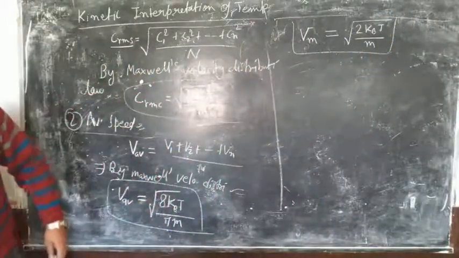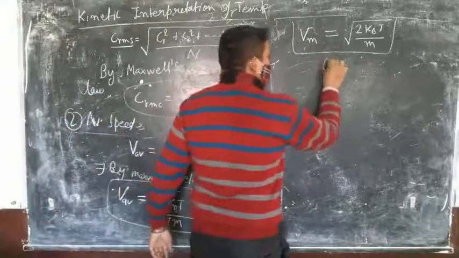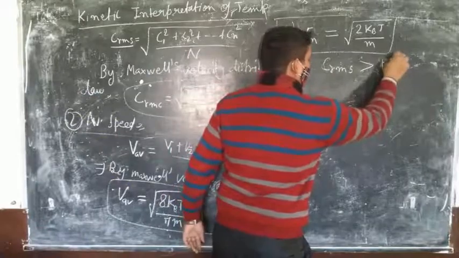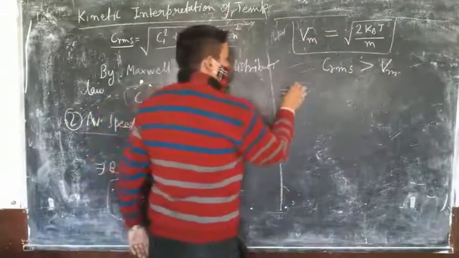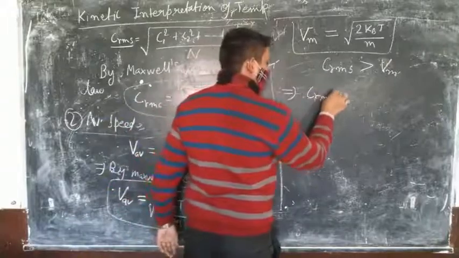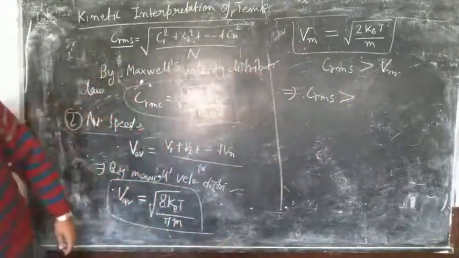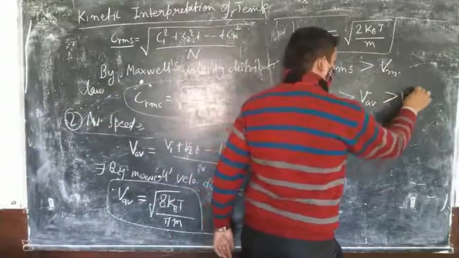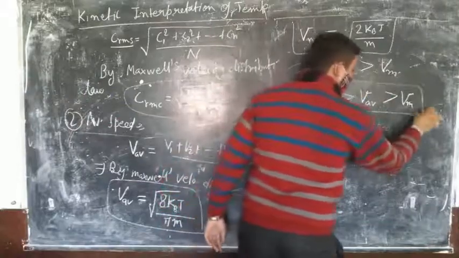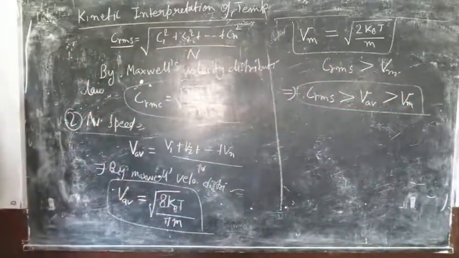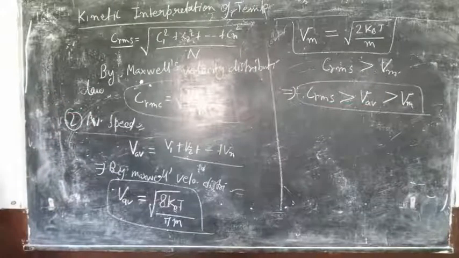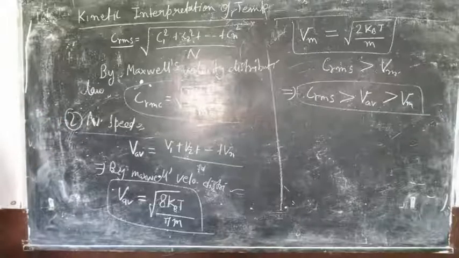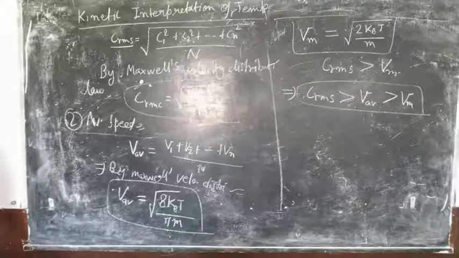Now here, CRMS is greater than V average, and V average is greater than Vm. This is the final relation: the maximum speed in the container is CRMS, and then the speed decreases to the most probable speed.